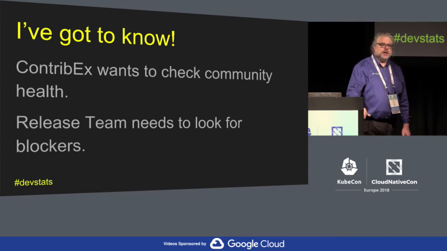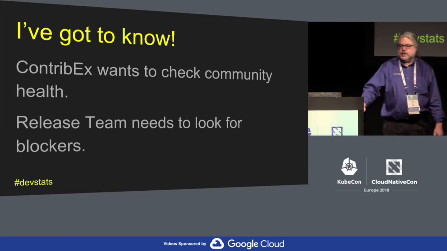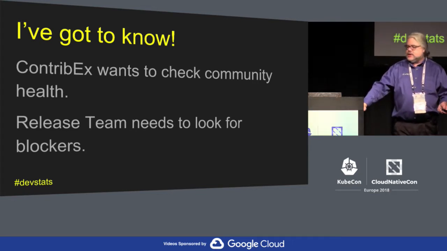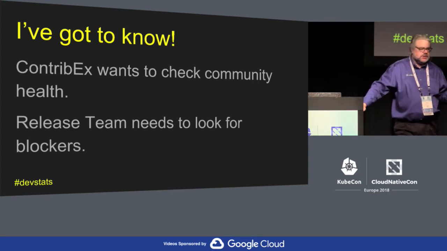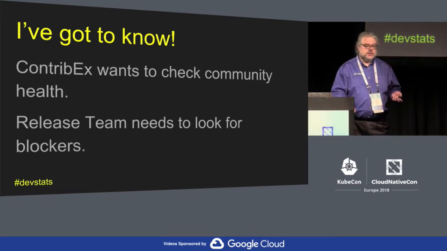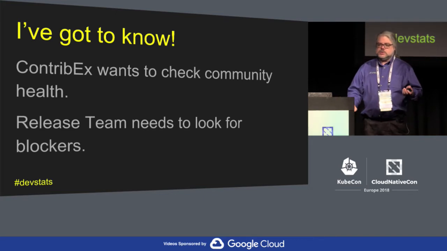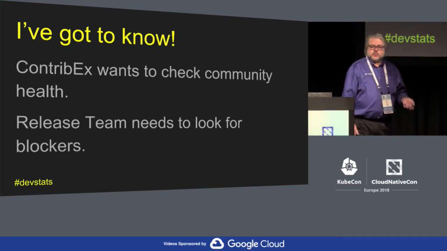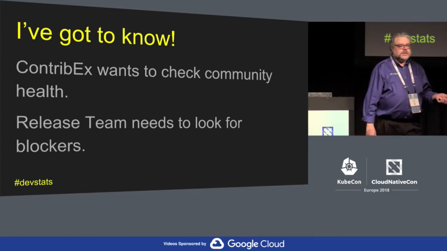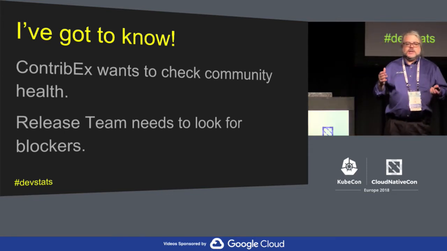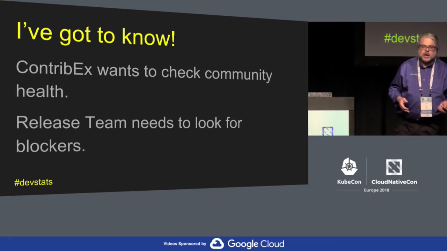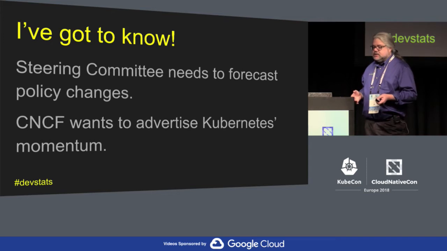For example, one of the SIGs that I and several other people are involved with, one of the ones that Elsie co-leads, is contributor experience, and they need to monitor community health, looking at how are we doing in terms of people contributing to Kubernetes and how the results are and everything else. I'm on the release team. The release team needs to try to anticipate blockers before they delay a release by looking at development stats.